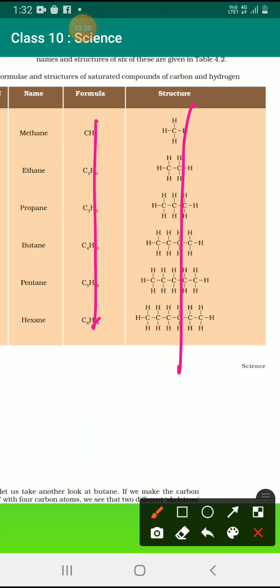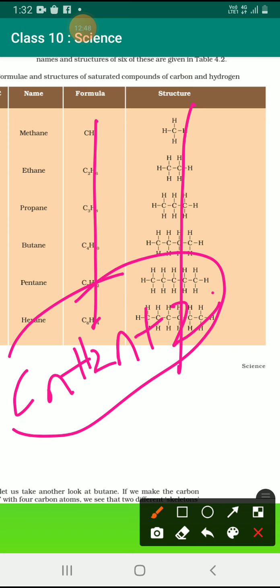So if I remember that CH4 is the molecular formula of methane, I can write it easily. If I don't know, no worries. You can take the help of the formula CnH2n+2, and if you put the value n as 1, you can get the answer as CH4, right?